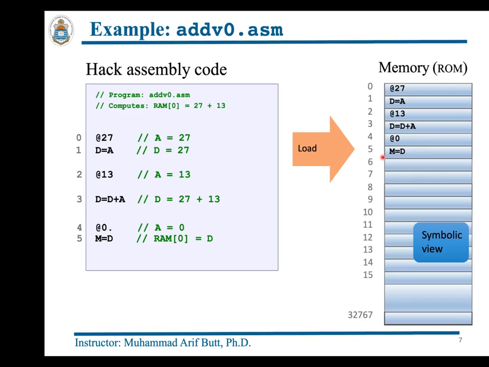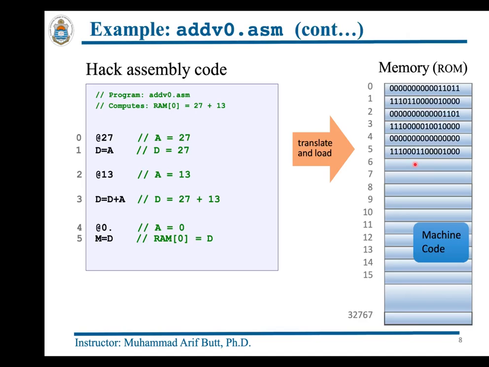But the hack computer will not be able to execute these symbolic instructions as it does not understand them, because this is a symbolic view which is shown to you over here. So there is one more step that we need to perform after we have written the assembly program. And that step is translating this hack assembly program into hack machine code, that is language of zeros and ones.